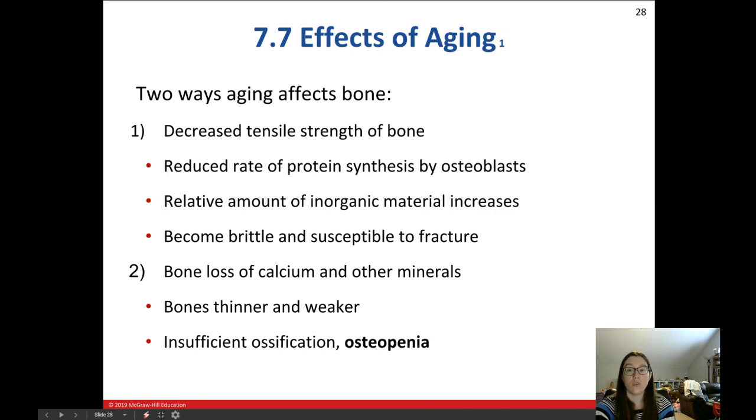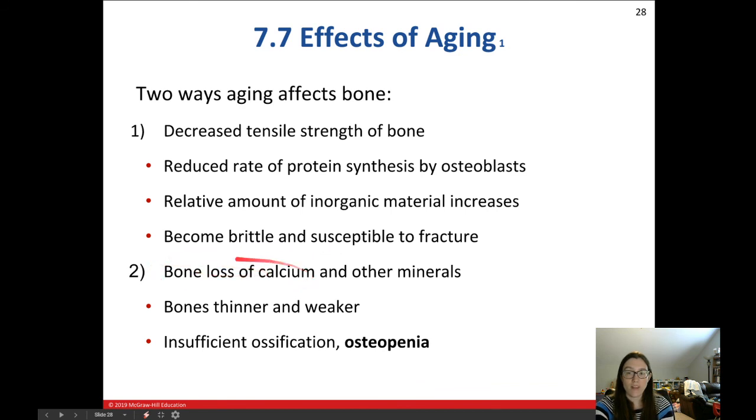As you age, your osteoblasts are making less protein, so less collagen, and so the bone gets a little bit less strong because there's less collagen in there. Relatively, since we're making less collagen, we're going to have more of the hydroxyapatite crystals, the inorganic material. And so the bones will become more brittle and susceptible to fracture.